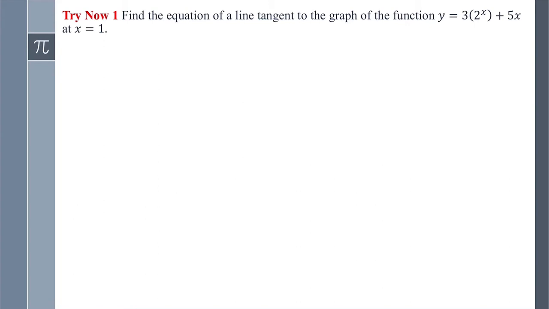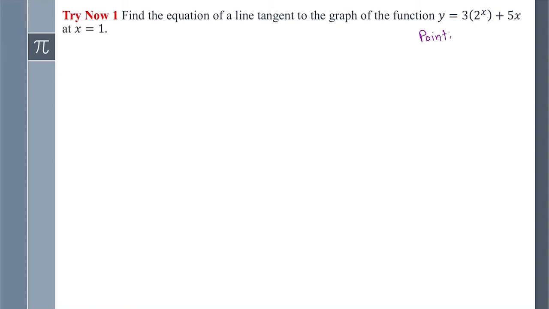Now here's a try now problem. I want you to pause the video and try the problem on your own, and then you can resume the video and check your work. So let's go ahead and do it. We are finding the equation of a tangent line to the graph of the given function at x equals 1. So remember, to find the equation of a tangent line, we need a slope and a point. So let's go ahead and find the point.